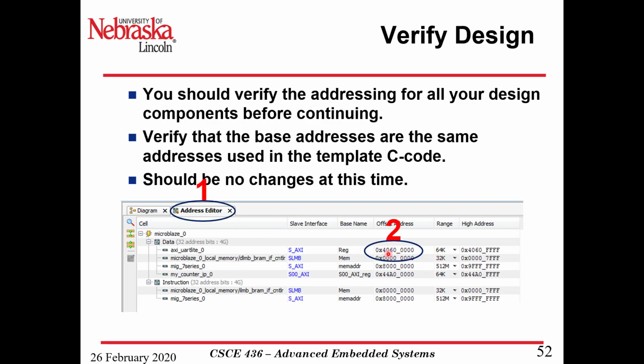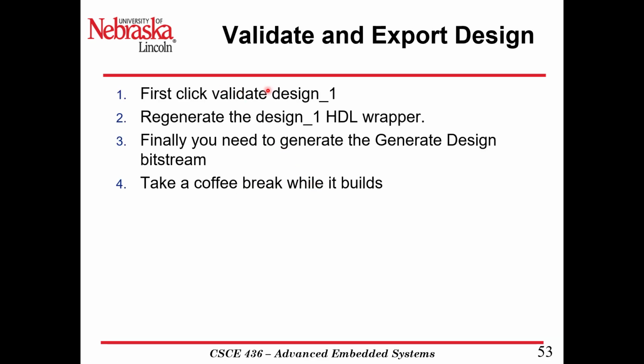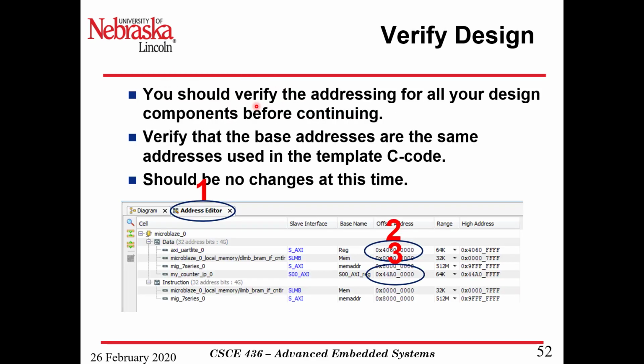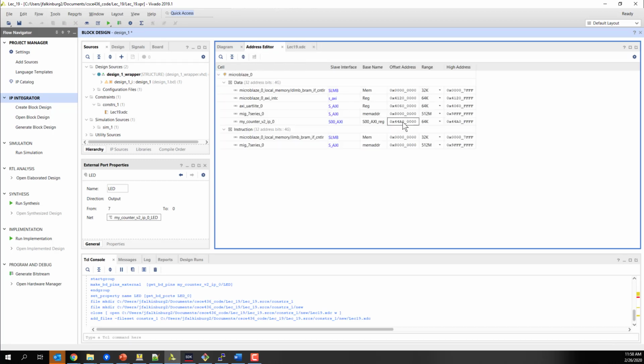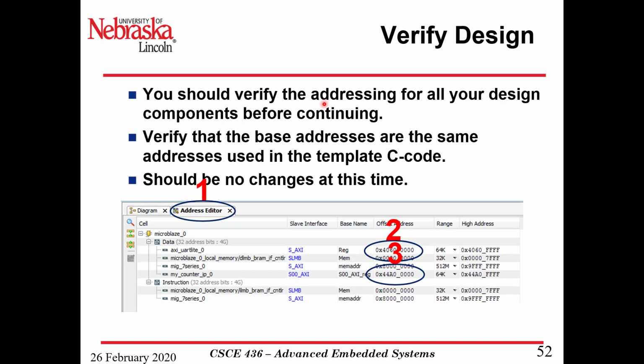Your UART is going to be at 40,600,000. Your IP counter is at 44,800,000. Once that's all done, let's verify that here in the address editor. You're not even going to change anything at this time. 46,000 for the MicroBlaze, and UART Lite is 40,600,000. This is at 0, and then 44,800,000 for the counter.